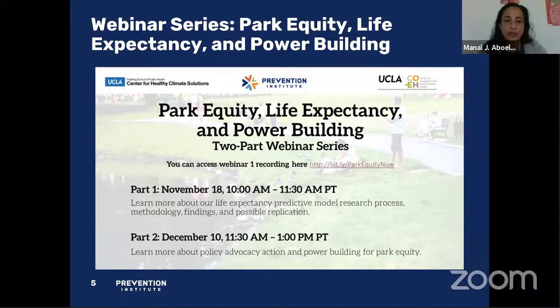The work that we did was supported by the Urban Institute as part of a $2 million national initiative with funds provided from the Robert Wood Johnson Foundation. We were one of 10 grantees who participated in this effort, which was about using local census tract level data to support power building and advocacy.